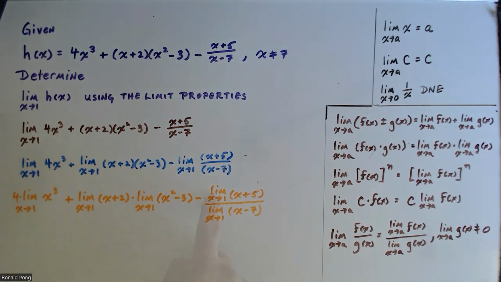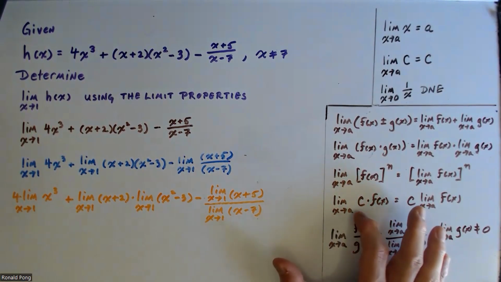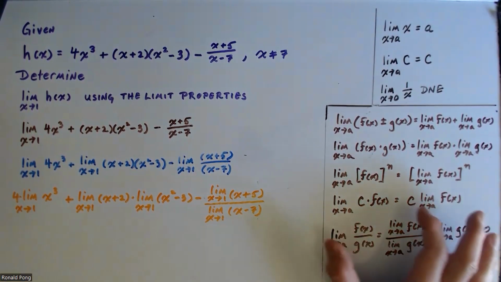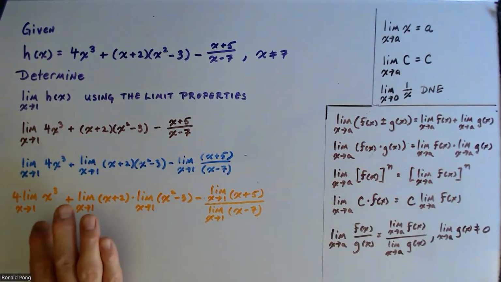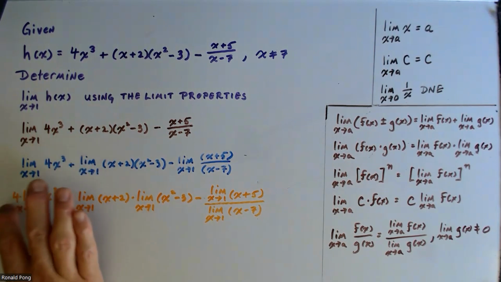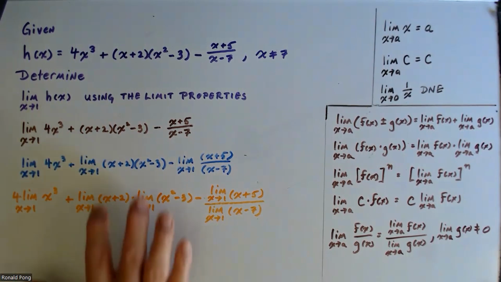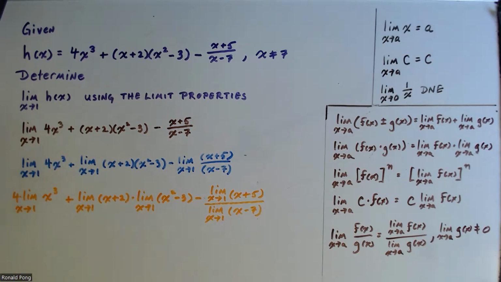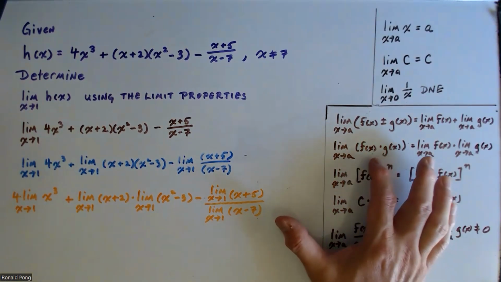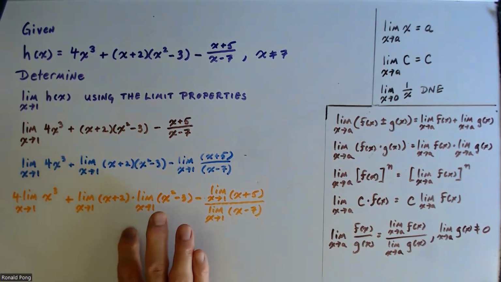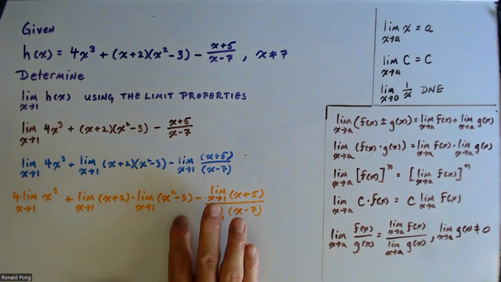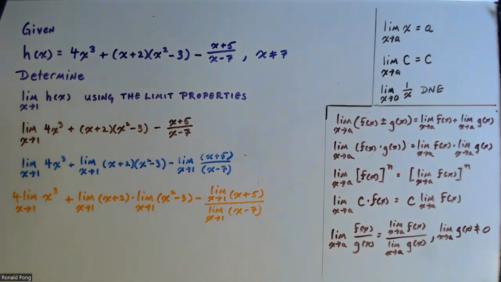Next, I applied the limit property that says that if I have a constant times the function inside of a limit, I could multiply the constant in front and take the limit of the remaining function. Here, I took the 4 outside and multiplied it times the limit of x cubed for this first limit term. For the second limit, which is a product, I used the product property for limits, and this gives me the limit as x approaches 1 of x plus 2 times the limit of x squared minus 3. In other words, splitting that as a product.